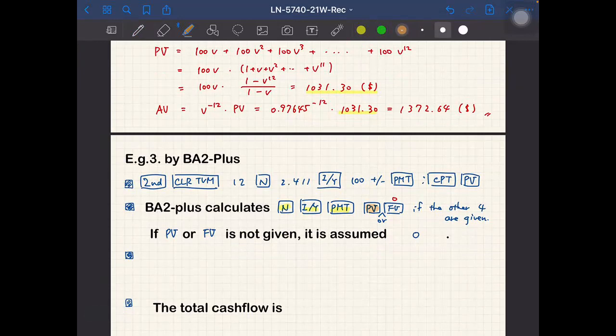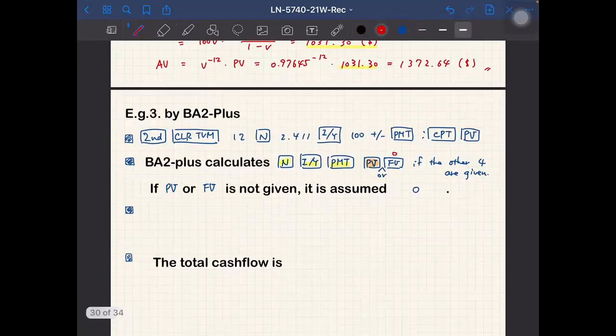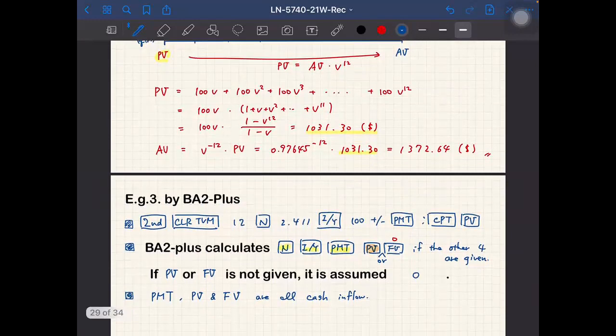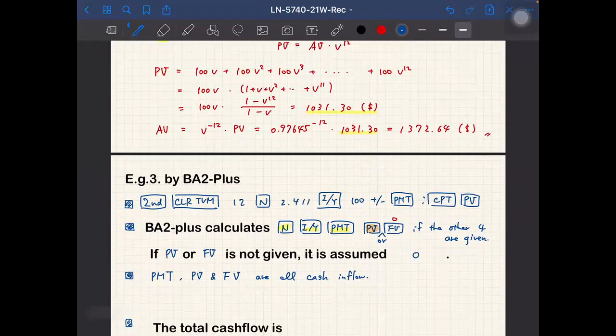And again, the payment, the PV and the FV are all cash inflow. Usually in a time diagram, the payment and present value are on the other side, but here the calculator assumes that everything is on one side. That means the payment should be negative to get a positive present value. Or to get a negative present value, we have to make the payment positive.